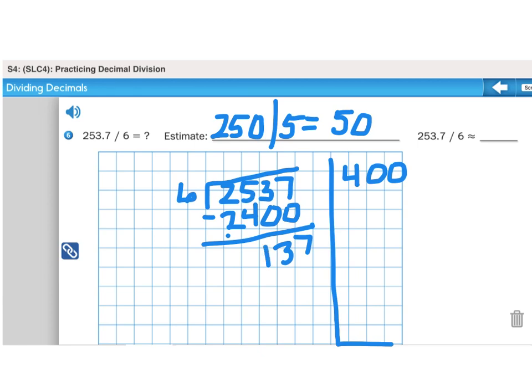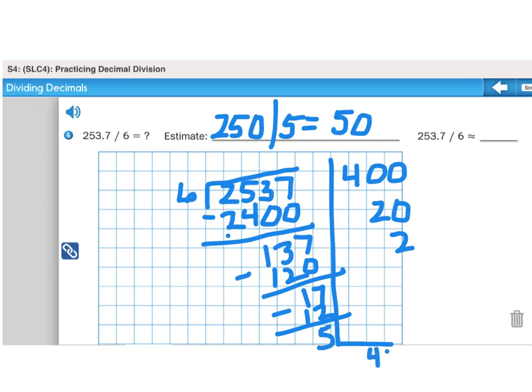Let's see, 6 times 10 would be 60, 6 times 12 would be 120. So let's, or 6 times, not times 12, times 20. So let's do 20. That's going to be 120. Subtract that, and we get 17. Then we know that 6 will go into 17 2 times. 2 times 6 is 12. 17 minus 12 is 5. So our answer is 422 with this remainder of 5.